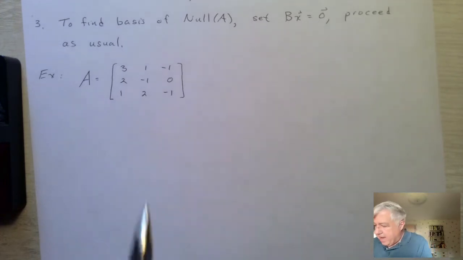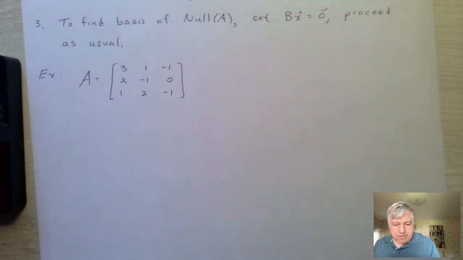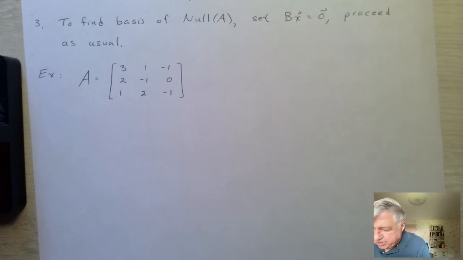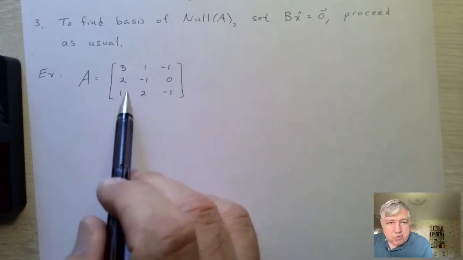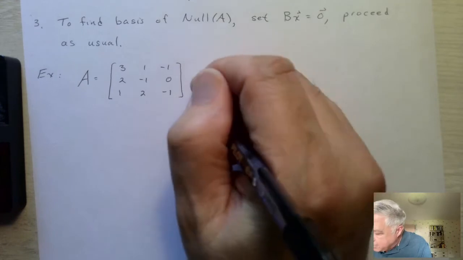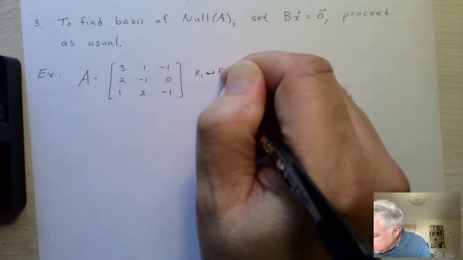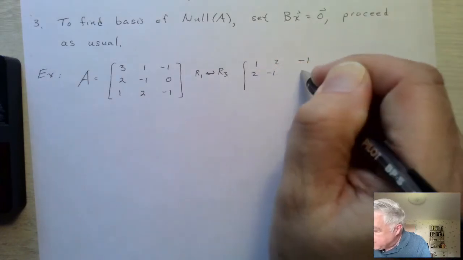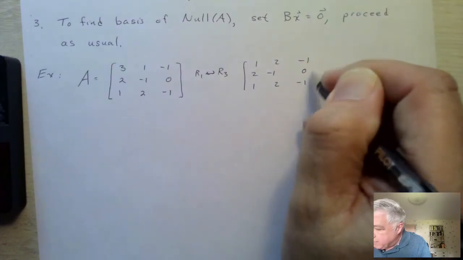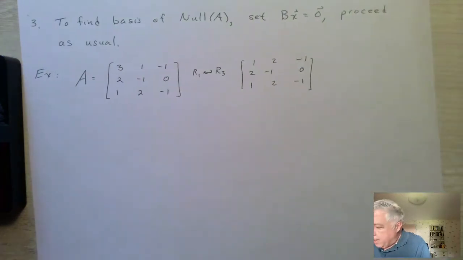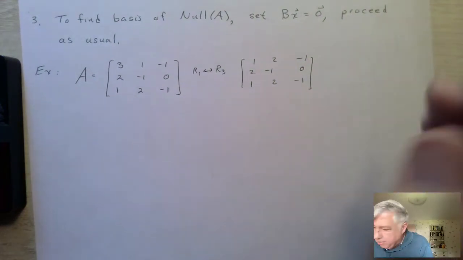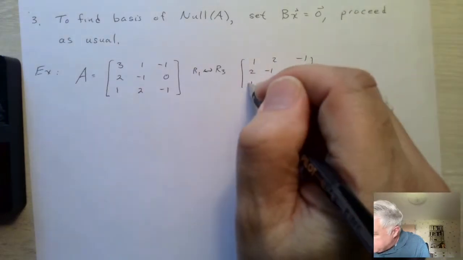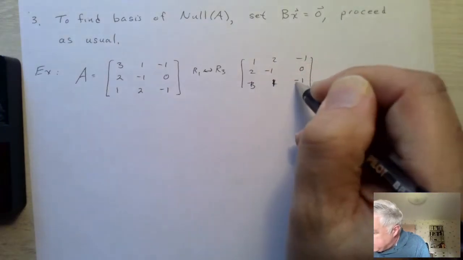We have a 3 by 3 matrix A, and we're going to use elementary row operations to find its reduced row echelon form. We'd like a 1 up here, so we can interchange the third and first rows. Okay, so we'll get 1, 2, -1, 2, -1, 0, 1, 2, -1. Oops, I made a mistake already. This is 3, 1, -1.